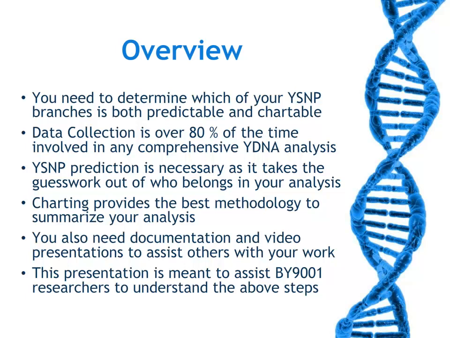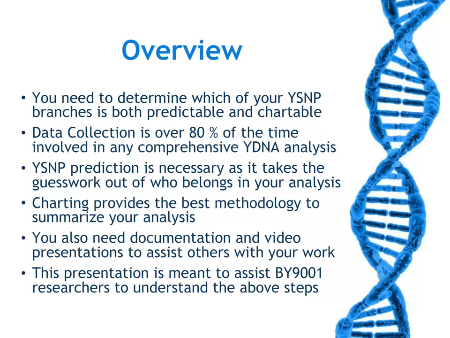So here's an overview of this presentation. First of all, you need to determine which of your SNP branches is both predictable and chartable. And then, once you know which haplogroup you're going to be analyzing, you need to start the data collection. And this is 80% of your time in any kind of comprehensive Y-DNA analysis. Once you get the data collected to a certain degree, then you do Y-SNP prediction, which takes the guess around who belongs in your analysis and who does not.